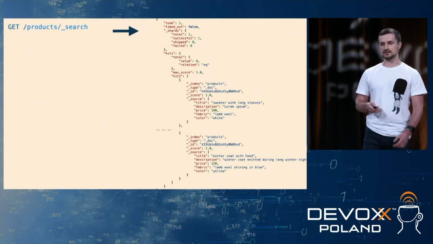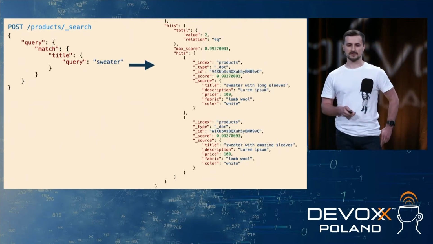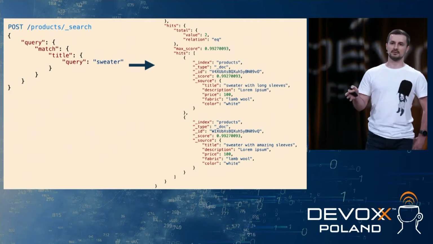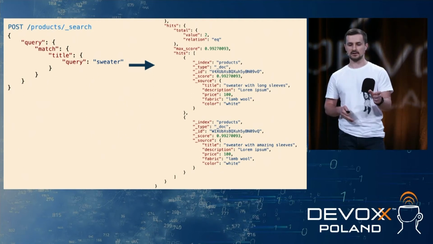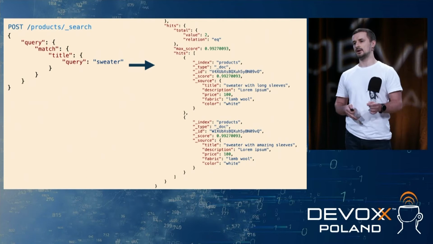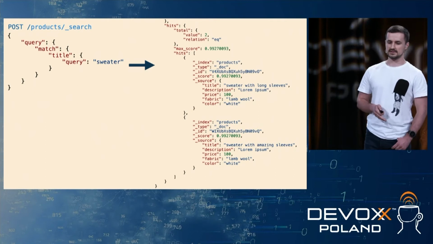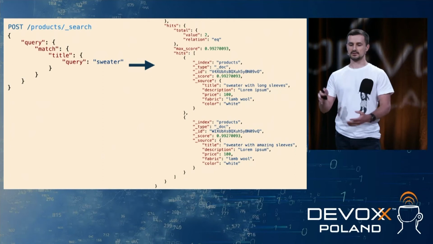So let's actually search for something. Let's search for a sweater. So we're using a match query here. This is how most of the Elasticsearch operations are executed. You have this hierarchy here. First, we say that we want a query, then a match query. Then title means that we are asking the title field specifically, and query means the query text. Okay, so we're looking for a sweater, and we get 2 sweaters.